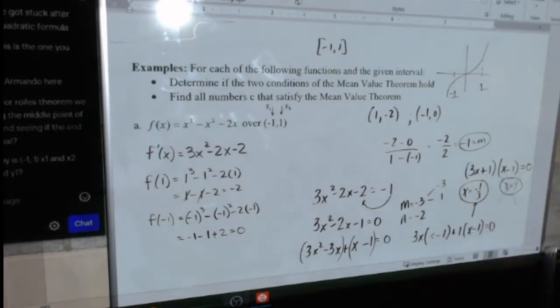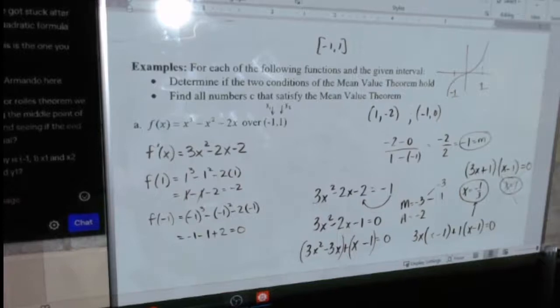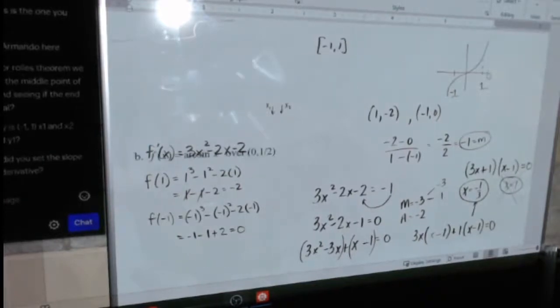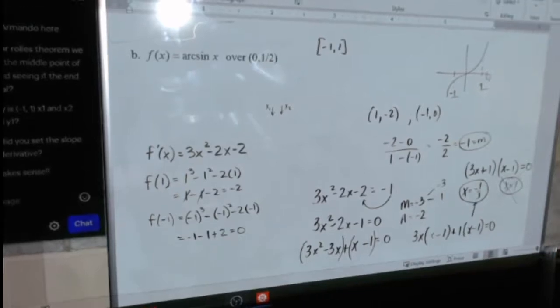Any questions about that problem? All right, glad it makes sense.